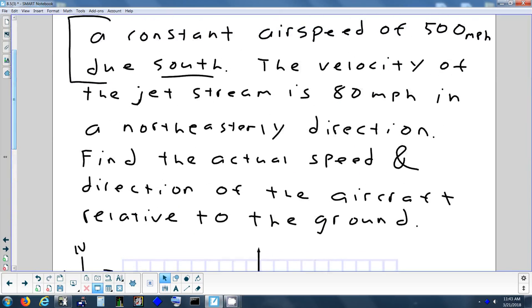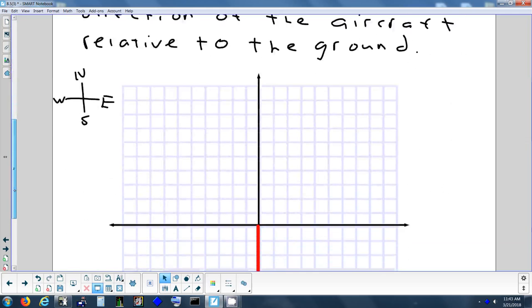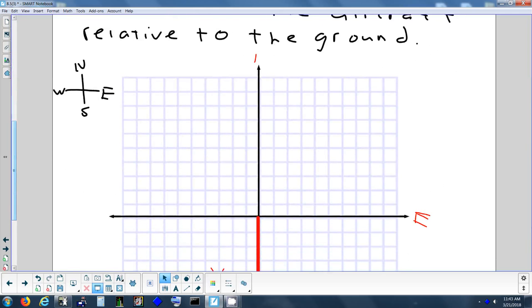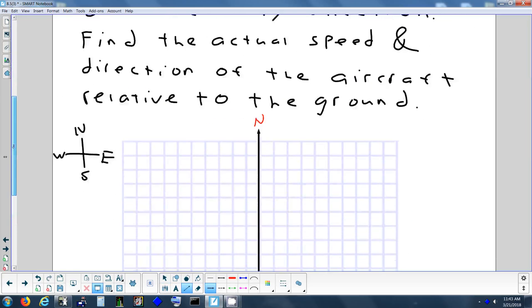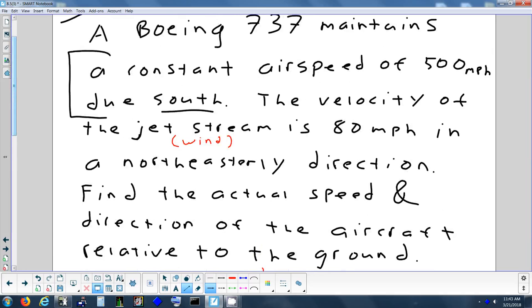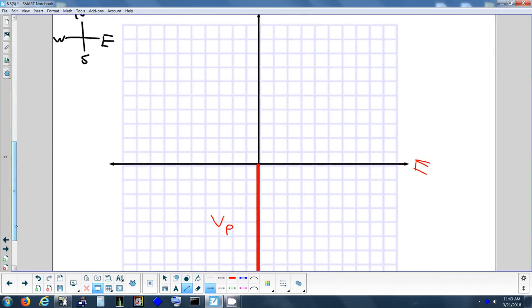Okay, the next thing is I have the wind. Jet stream is just wind. So the wind is blowing 80 miles per hour northeast. Well, if this is east and that's north, it's exactly halfway between north and east. But I'm going to draw it a little shorter because the speed of the wind is only 80. The speed of the plane is 500. So the wind speed, it shouldn't look like as long of an arrow. Right, so let's draw it out. Put it like that. Okay, I'll keep that one black, and we'll call that V sub W. That's the vector for the wind.